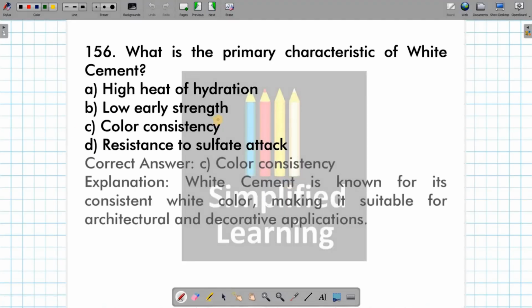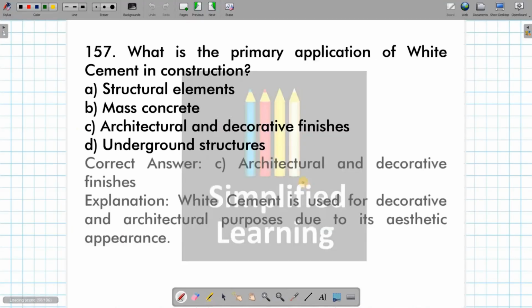Then what is the primary characteristic of white cement? Okay, color consistency. Okay, white cement is known for its consistent white color, for its use in architectural and decorative application where aesthetic is the prime concern. Now, what is the primary application of white cement in construction? Obviously, aesthetic purposes, which is architectural and decorative finishes.